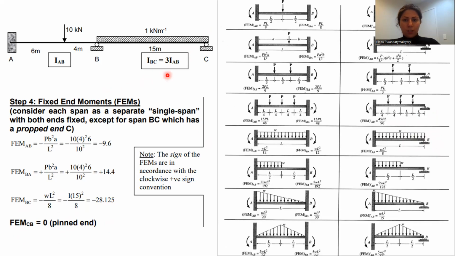Okay, that was the introduction to the factors, or ingredients, that we need for this method. And we will talk about it more in the class and how we can use these factors to proceed with the method and analyze our beam.